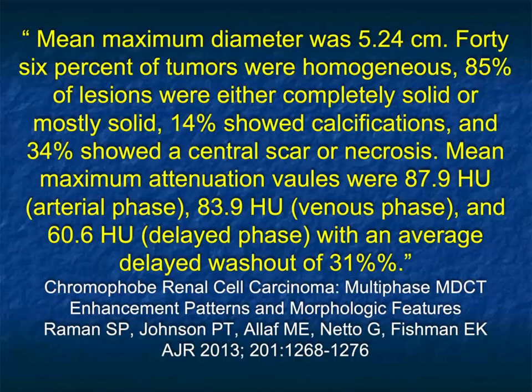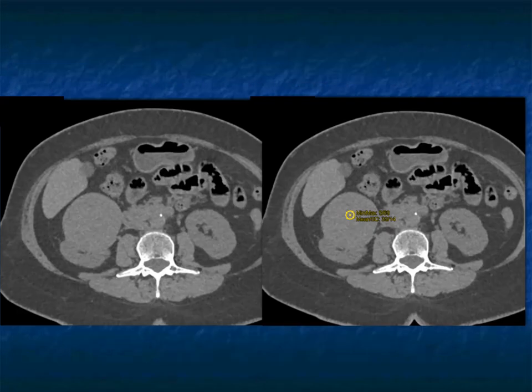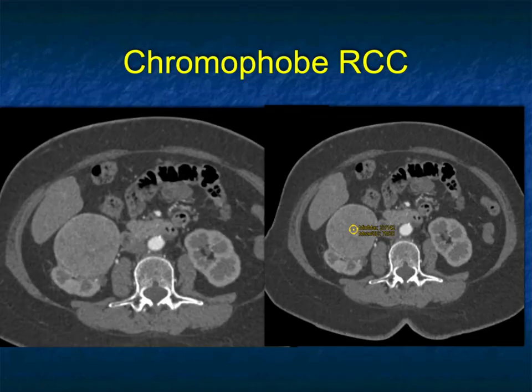46% were homogeneous. 85% of lesions were either solid or mostly solid. 14% had calcification, and about a third had a central scar. You can see in terms of attenuation, it looks more like a papillary renal cell carcinoma than a clear cell. It's under 90 Hounsfield units. So very important. Good example, solid mass well defined. From these non-contrasts could be anything. When you give contrast, it enhances. You can see a little bit of a central scar.